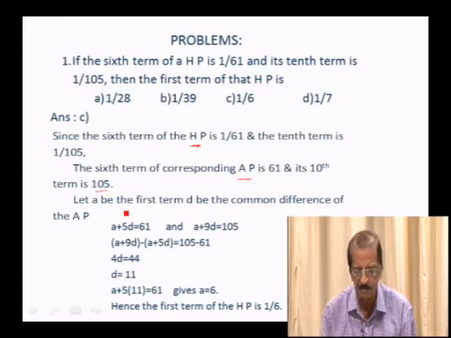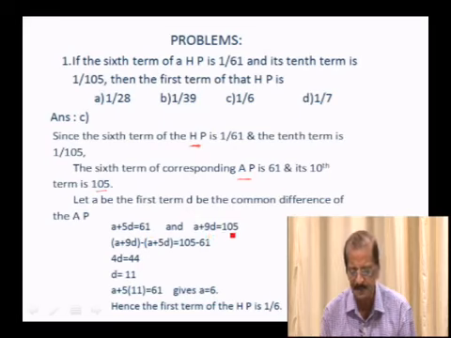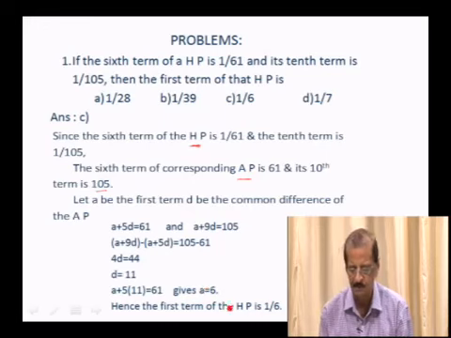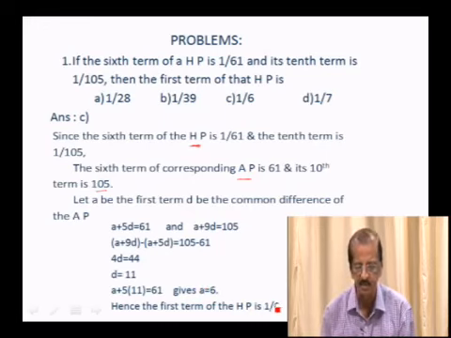Let A be the first term and D be the common difference of the AP. So A plus 5D is 61 and A plus 9D is 105. If you subtract one from the other, A plus 9D minus A plus 5D is 105 minus 61, or 4D is equal to 44, so D is 11. Since A plus 5D is 61, this gives A equals 6. Therefore, since the first term of the AP is 6, the first term of the HP must be 1 by 6. So the option is C.